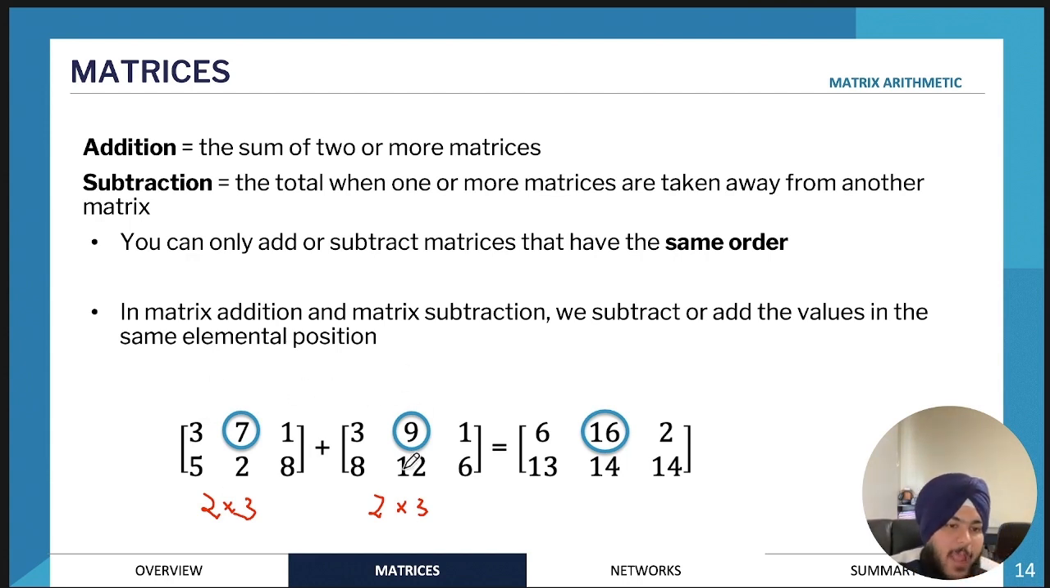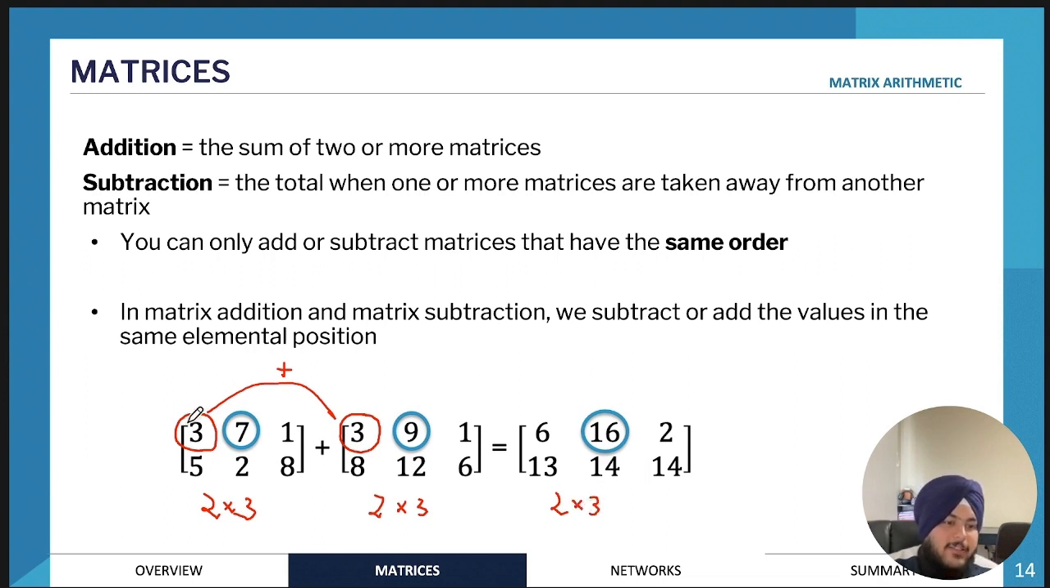So for example, when we're adding these 2 matrices, we're adding the elements in the same position. In position 1, 1, the first column and first row, we're adding that to the element in the first column and first row of the other matrix. These 2 elements will be added together, and the final matrix will also have the same order as the 2 matrices that you're adding. So this will also be a 2 by 3 matrix.